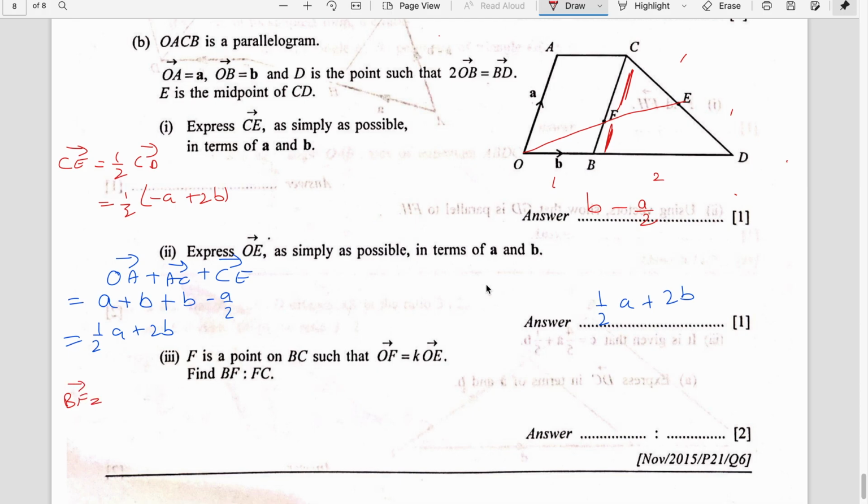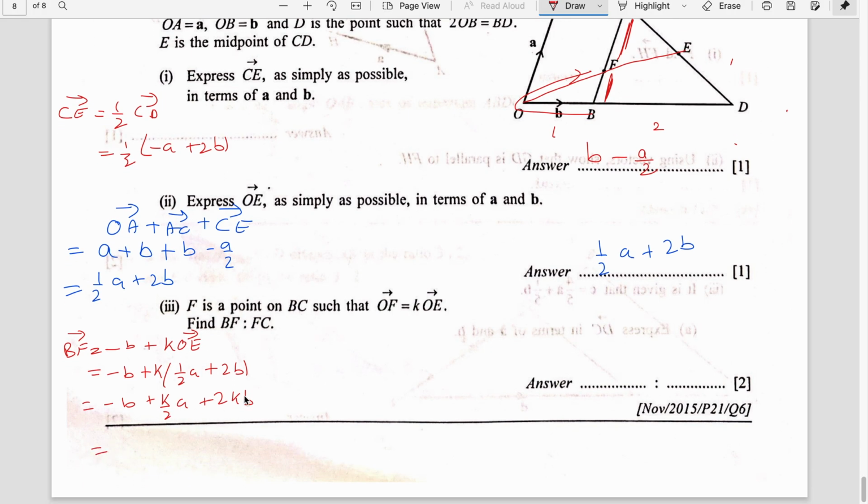So for BF, I'm selecting this path BO plus OF. So BO is minus B and OF is K times OE. Now you just copy this OE from the previous part. So multiplying with K, you'll have greater space in the actual exam than it is here. So minus B plus K by 2 of A plus 2KB. Now if you rearrange, we see that it is 2K minus 1 times B plus K by 2 A.